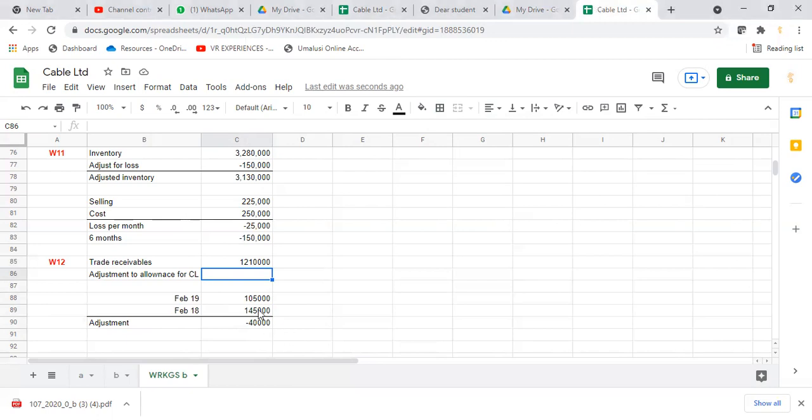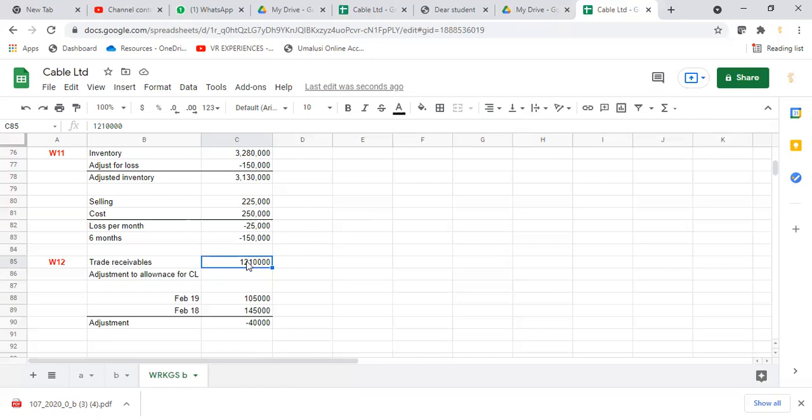Okay, so what's important to take note of over here? Included in the 1210 is an allowance of 145. However, what should be included in the 1210 is an allowance of 105. Okay, so just be aware of that. So what does an allowance do to trade receivables? It reduces trade receivables, right?